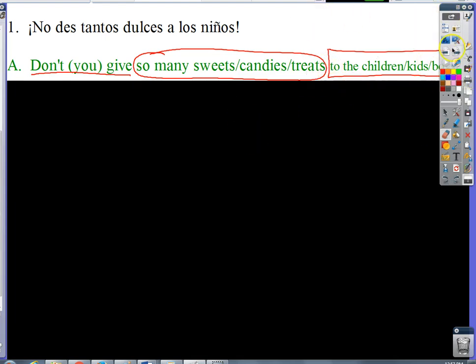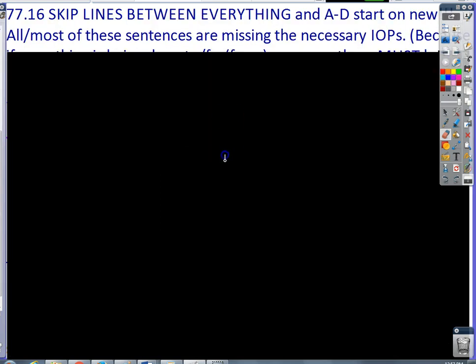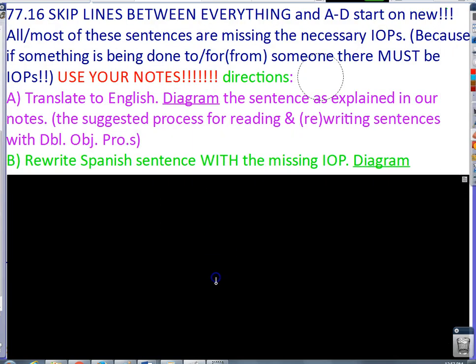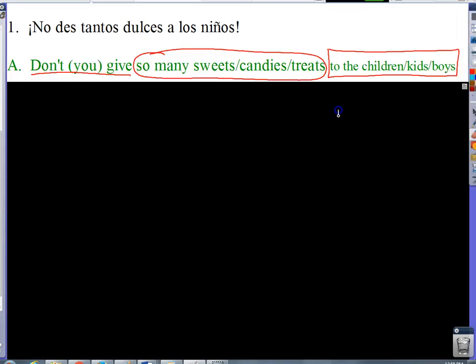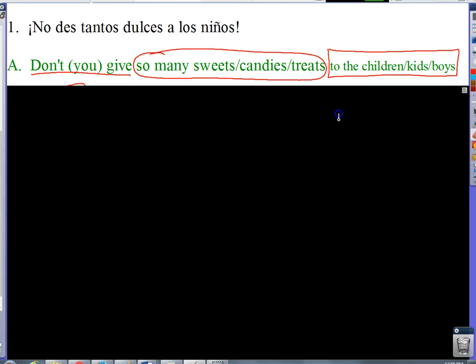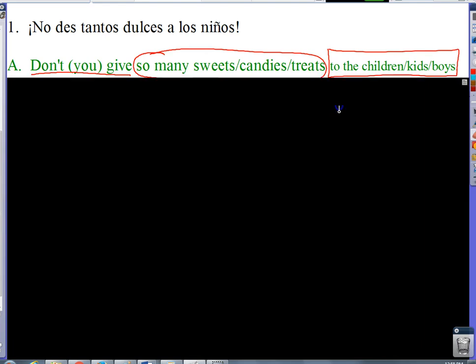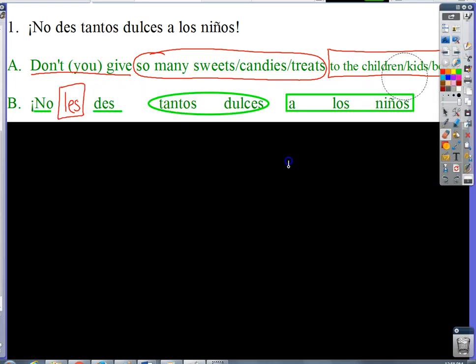Next, it says, rewrite the Spanish sentence with the missing IOP. As it states up here, if something's being done to or for someone, there must be an IOP. So again, the book sentence is not grammatically finished. It still needs the IOP. What IOP do we need if we're saying it's happening to the children, kids, or boys? Well, my choices are me, te, le, nos, os, or les, so we're missing les. And where do we put it in relationship to a negative command?